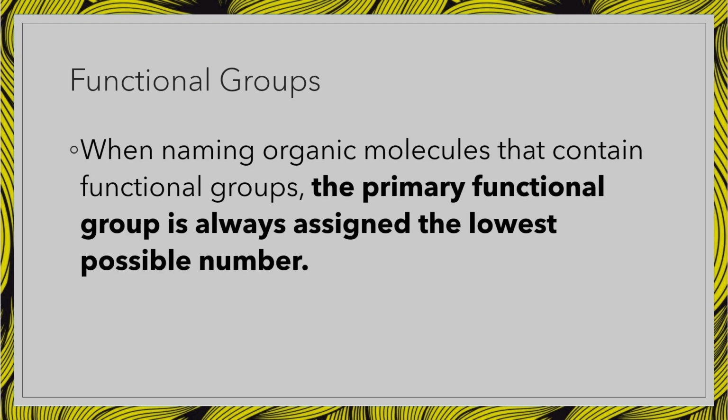Now, when naming organic molecules, I've put this big and bold. The primary functional group is always assigned the lowest possible number. It won't always make up the longest chain, but we need the longest chain to include that functional group. Okay, so if we have an alcohol, we need to find the longest chain that contains the alcohol.